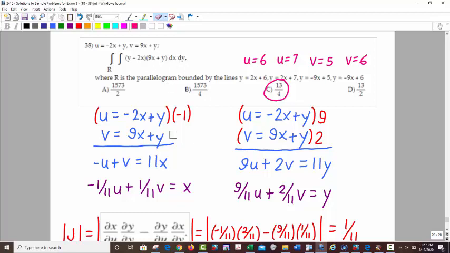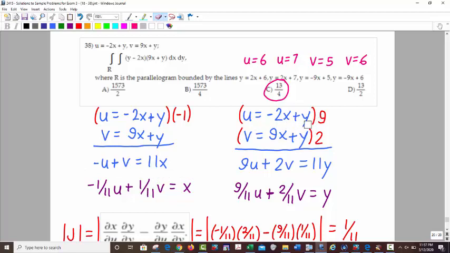So same thing, I'm eliminating here. I'm choosing to eliminate the y's first. And that gives me negative u equals 2x minus y. Add together, I'm going to get negative u plus v equals 11x. Of course, the y's cancel. That was the plan. And then you divide both sides by 11.